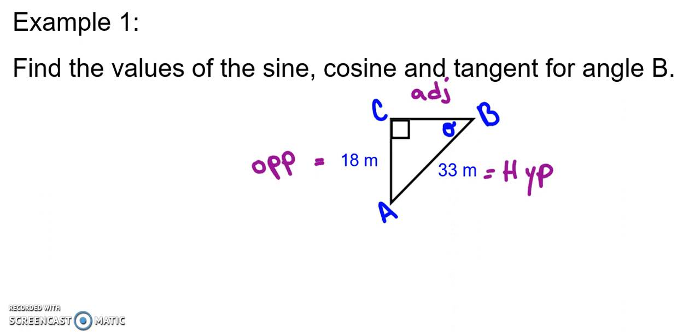Now, we need to find all three of them. And we know SOH CAH TOA deals with the opposite, adjacent, and hypotenuse. But we can do some of them, but we can't do everything right now because we don't have the adjacent side. We don't know what that is yet. So that means we get to go back to the Pythagorean theorem part that we just talked about. A squared plus B squared equals C squared. So we're going to go there.